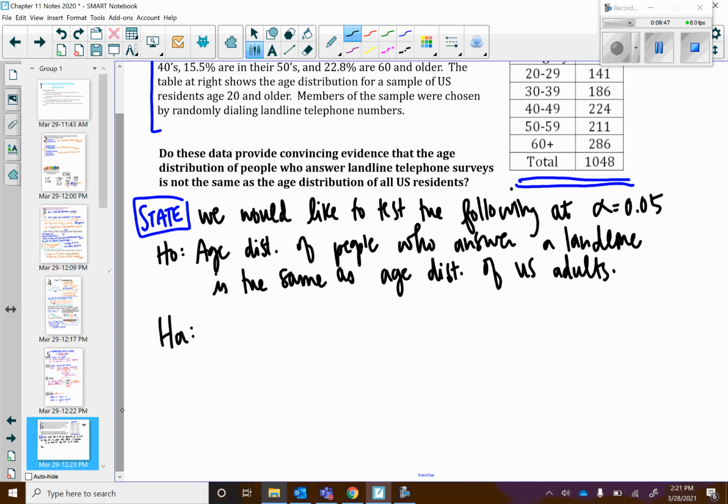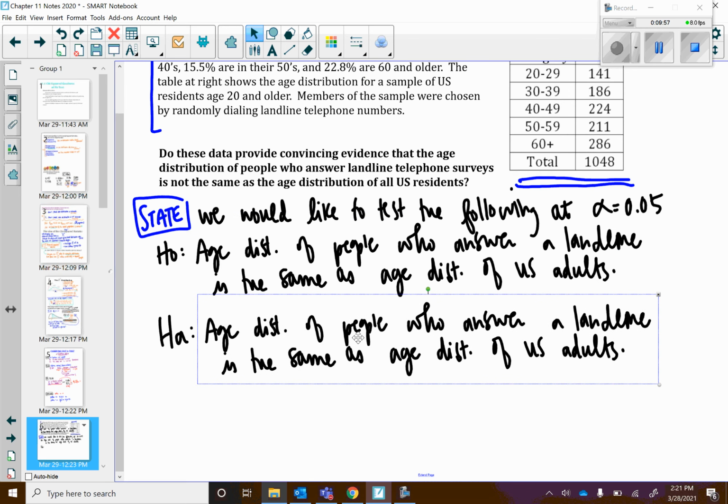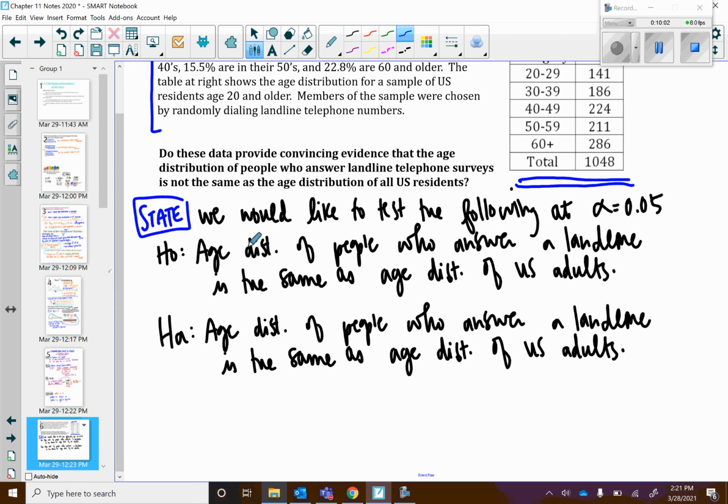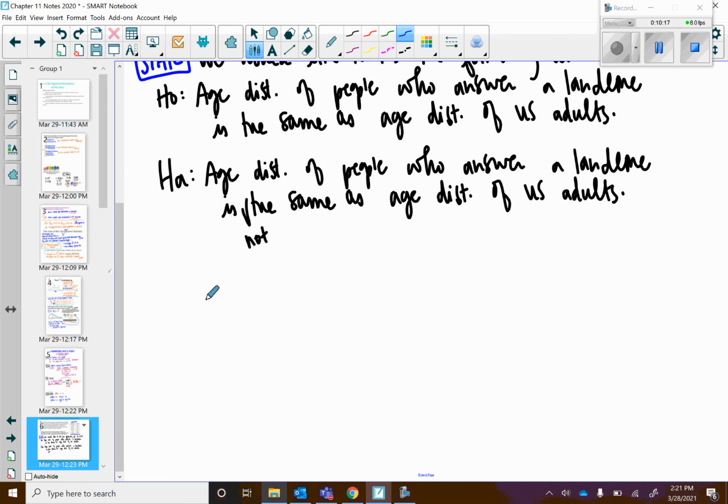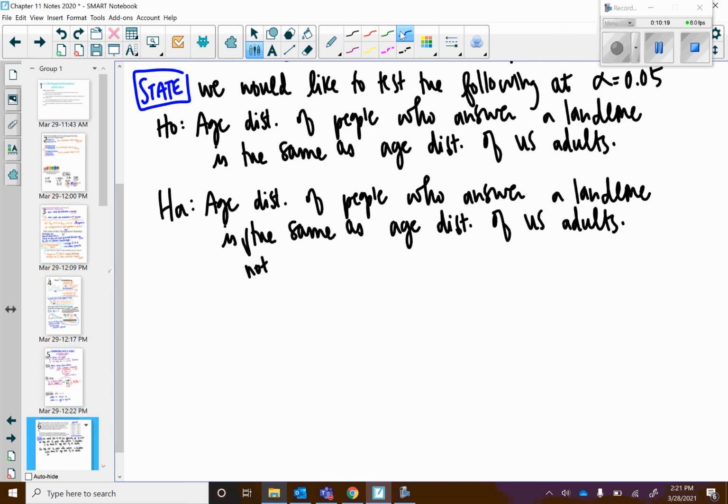The age distribution of people who answer a landline is not the same. So I get to copy and paste, and I'm just going to change this to: age distribution of people who answer a landline is not the same as the age distribution of US adults. We've got our null hypothesis, we've got our alternate hypothesis, I've got my significance level, I have a state. Next up is the plan.